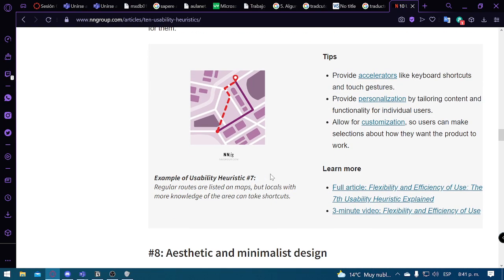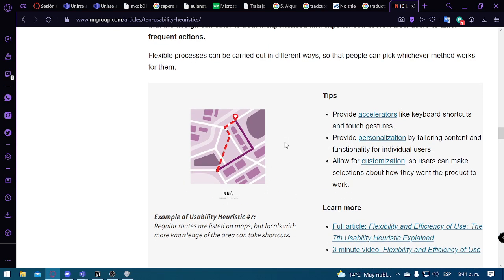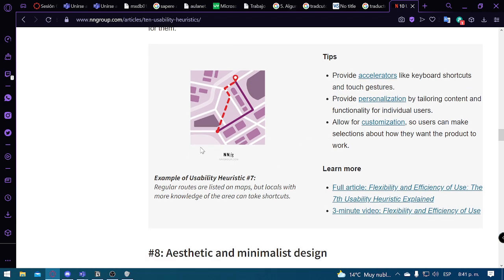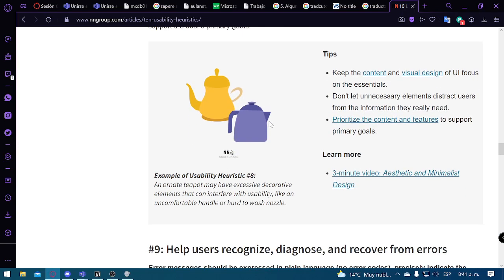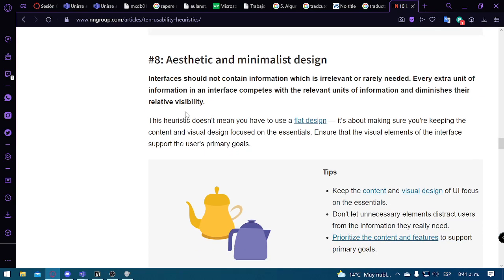And we have here an example about a person that knows his town very well. If you are new in that town, you follow the way that Google Maps or Waze or whatever application you use shows you. But for example, there is a person that lives there. He can take ways that are easier than the other people can find.